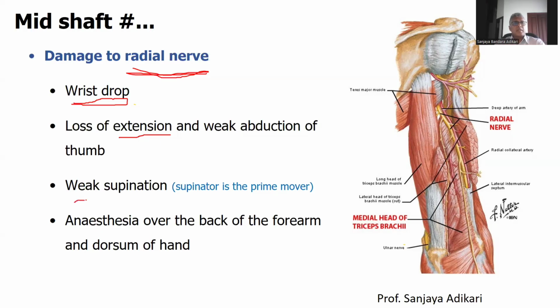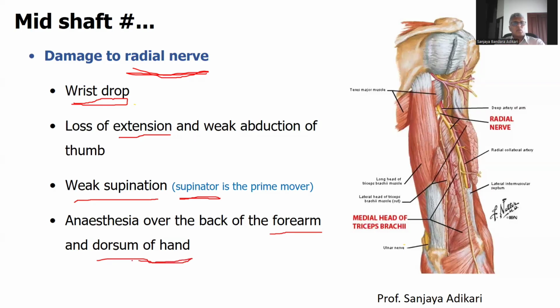Then there's weak supination, because again there are two main supinators: the supinator itself, which is the prime mover for supination, and the biceps, which is a very strong supinator in the half flexed elbow. So biceps is intact, but supinator is gone. Therefore, there can be weak supination when the radial nerve is damaged, because the supinator is supplied by branches of the radial nerve. Then there can be anesthesia over the back of the forearm and the dorsum of the hand.